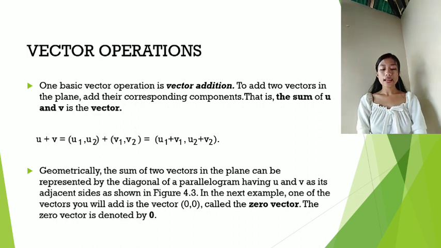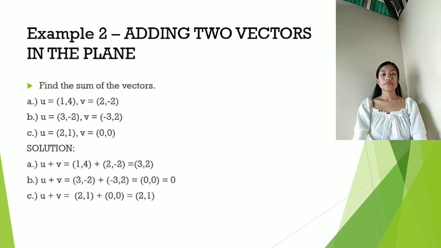Sa madaling salita, kailangan lamang natin i-add yung corresponding components ng u and v, and yung sum nila ay yun ang magiging vector. So kung mapapansin natin sa figure 4.3, yung may pinakamahabang directed line segment is the vector, at ito yung sum ng vector u and v. And then yung u and v ay ang magiging adjacent sides ng vector.